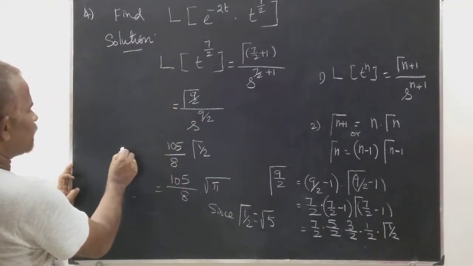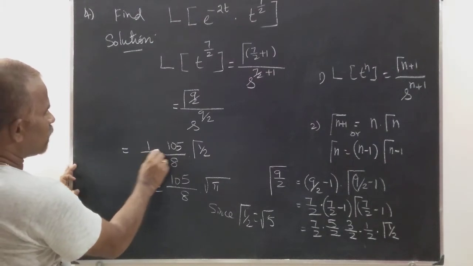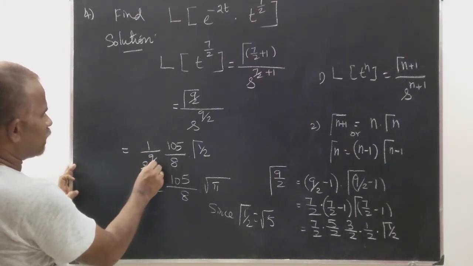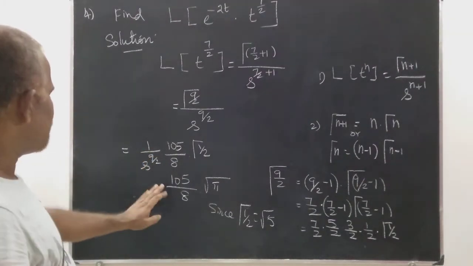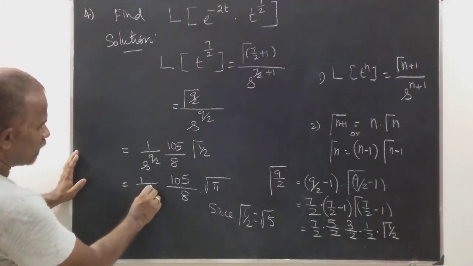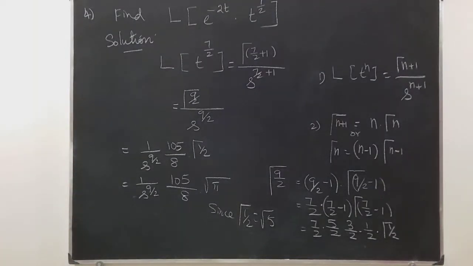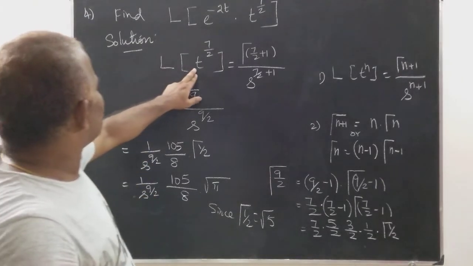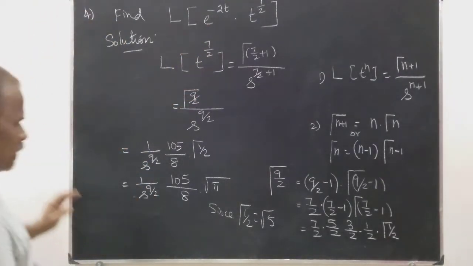So again I can write this as 1 by s power 9 by 2. So this is nothing but the Laplace transformation of t power 7 by 2.